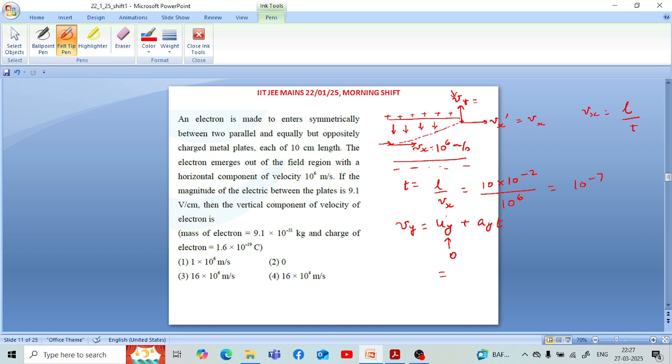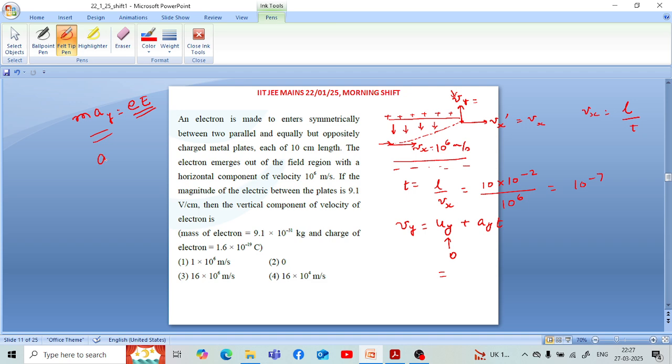Now the acceleration in the y direction can be calculated by equating the mechanical force with the electric force. We know that the mechanical force is given by ma. So m ay is equal to the electric force, which is small e multiplied by capital E, or we can say qE. This is the electric force, and ma is the mechanical force from Newton's second law of motion.